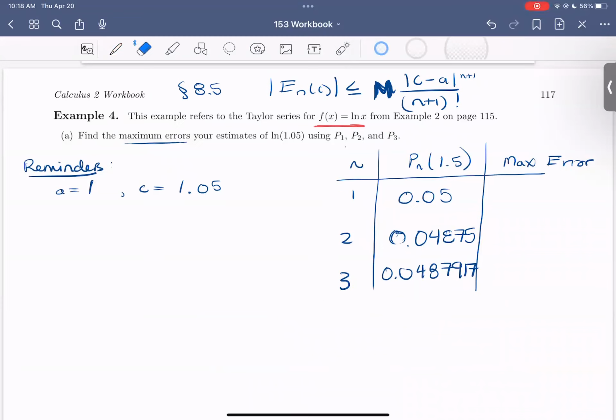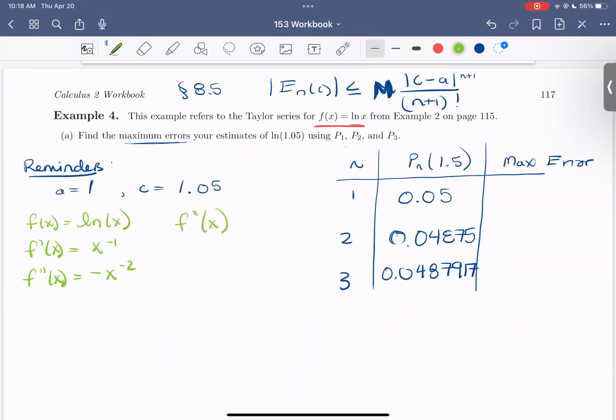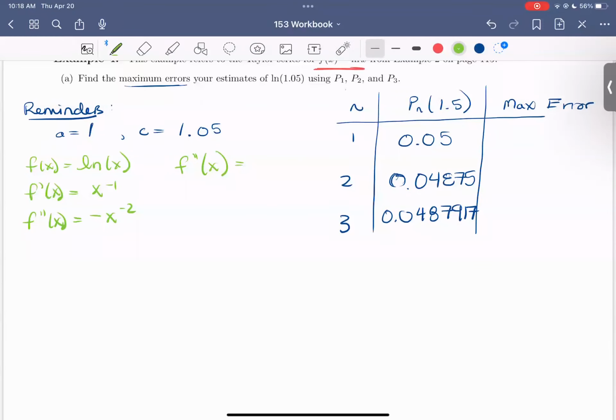So let's go ahead and write those out. f of x is equal to ln of x. The first derivative is equal to x to the negative 1. The second derivative is equal to negative x to the negative 2. The third derivative, which we actually computed in the previous example, is 2x to the negative 3. And the fourth derivative is going to be negative 6x to the negative 4. Now we have all of the derivatives that we will need, and these will come in handy later.